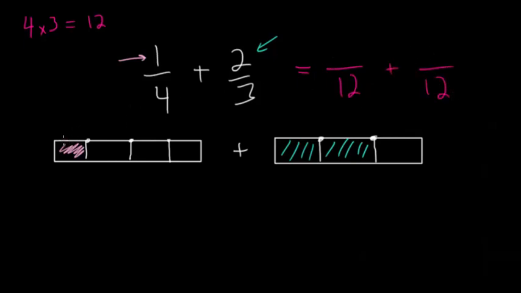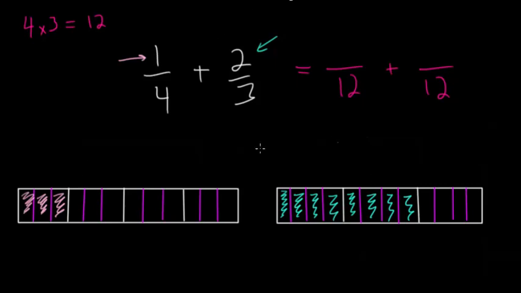So essentially, I have to divide up my rectangles into more pieces. Or for this model here, this 1/4, I would essentially have to break up each of these 4 blocks into 3 pieces. And over here, I'll have to break up each of these 3 blocks into 4 pieces. So let me do that really quickly.